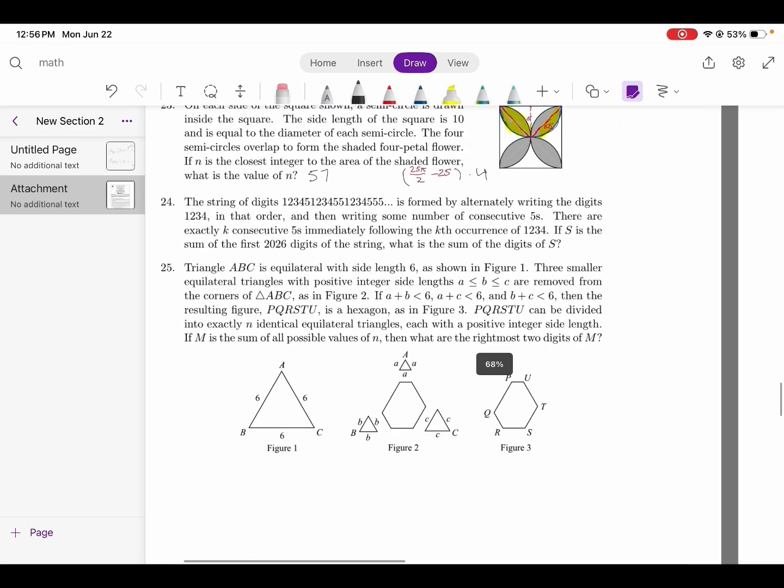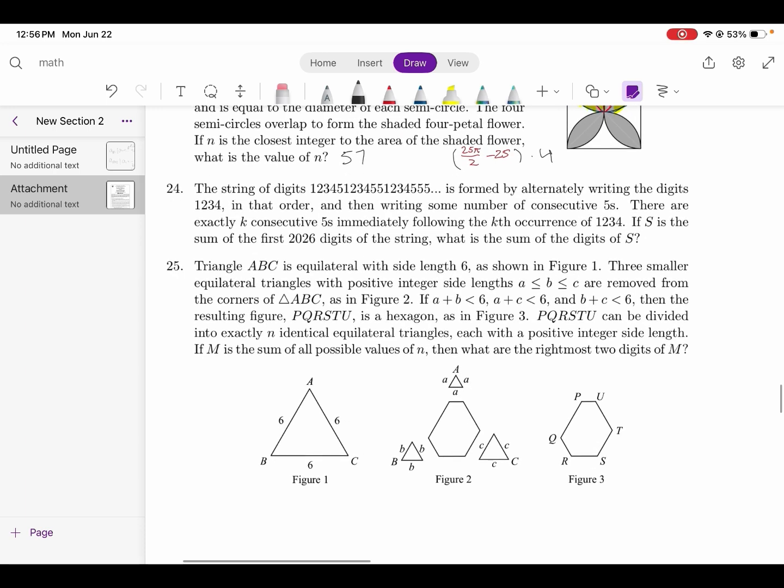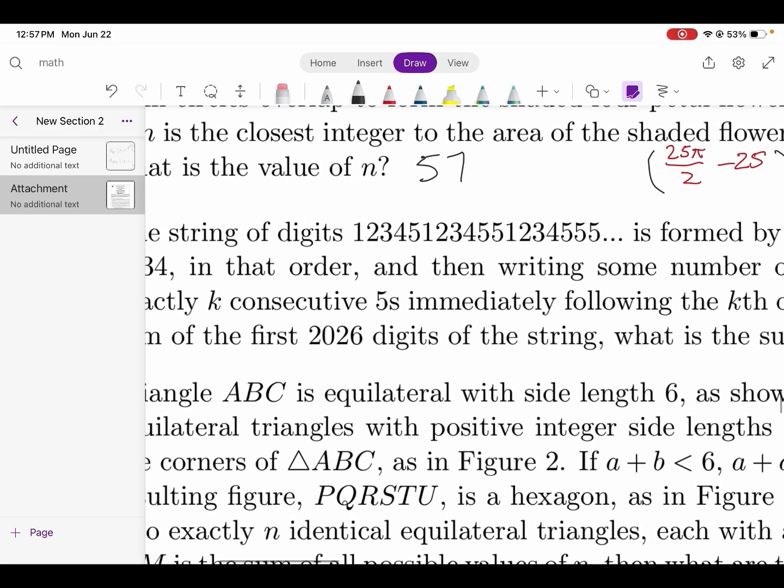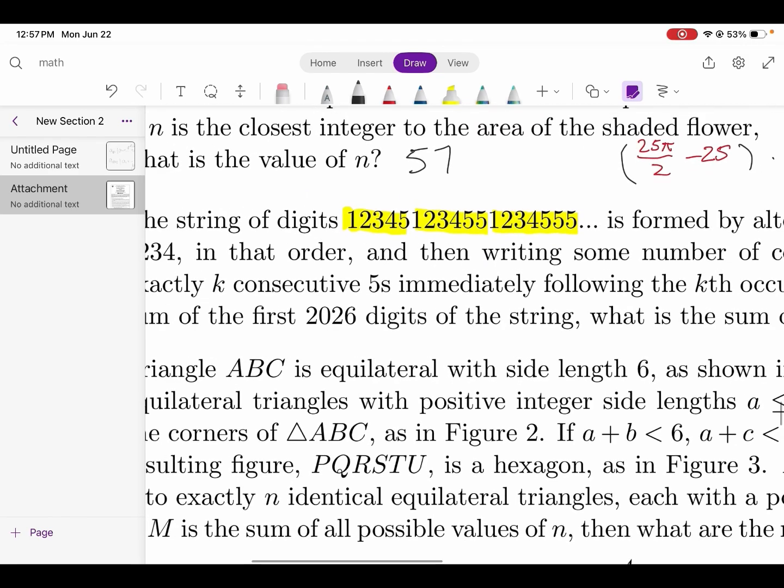Okay, question 24, the string of digits that is formed by that, and then you want to calculate the sum of the first 2026 digits. So you could group the digits like this. So you have 1, 2, 3, 4, 5, and then you have 1, 2, 3, 4, 5, 5, and then you have 1, 2, 3, 4, 5, 5, 5. And you just continue that, and you start a new group at 1.